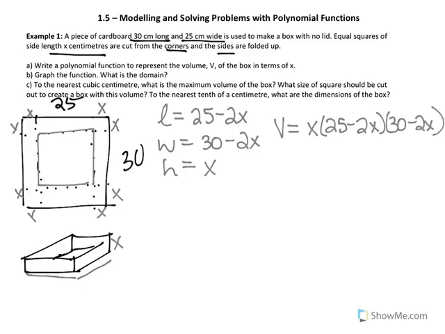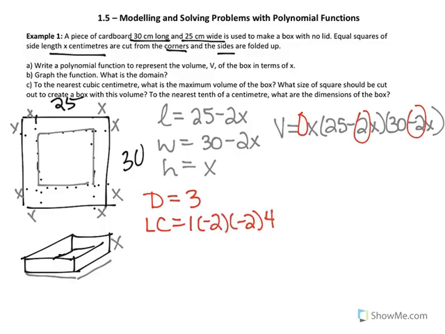We can tell a lot about this. First of all, we can tell that the degree is 3. We can find the leading coefficient by multiplying all of our numbers: 1 times negative 2 times negative 2, which is 4, which means it's positive, so it's going from quadrant 3 to quadrant 1. We can also tell the constant: because we have an x out in front, there is no constant, it's 0. So this question's asking us to write a polynomial function, to graph it, and find the domain. We'll do that on the next page.